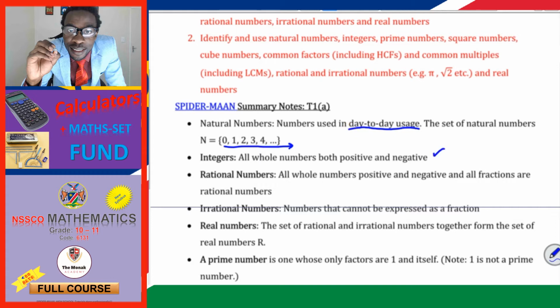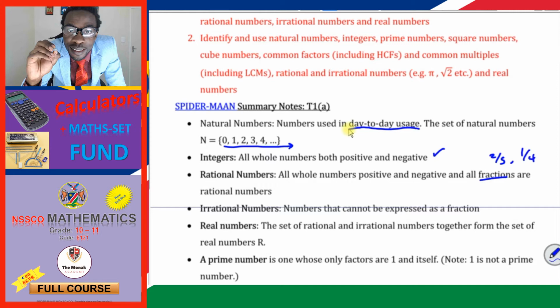And then we go to rational numbers. All numbers, whether positive or negative, just like integers. And now here we also include rational fractions. And then we talk about rational numbers. So rational fractions, we're talking of 2 out of 5. We're talking of 1 over 4. All of those different numbers are what we call rational numbers.